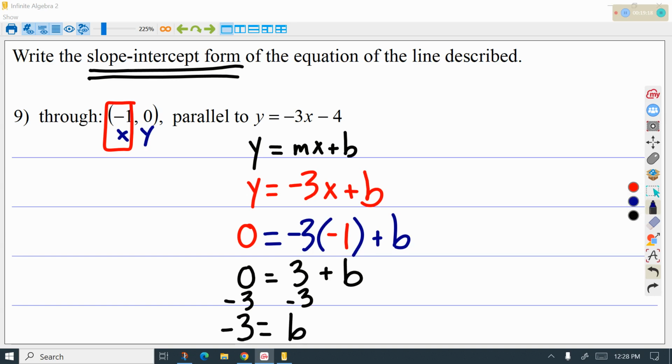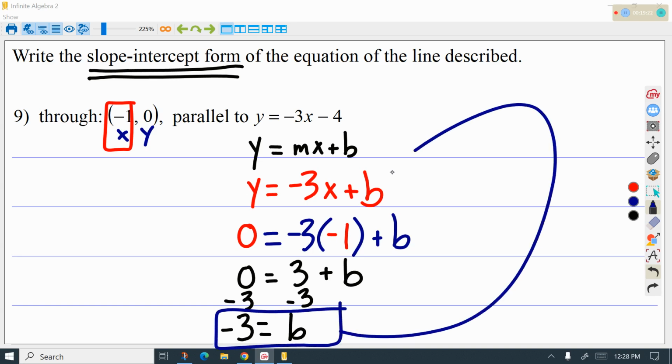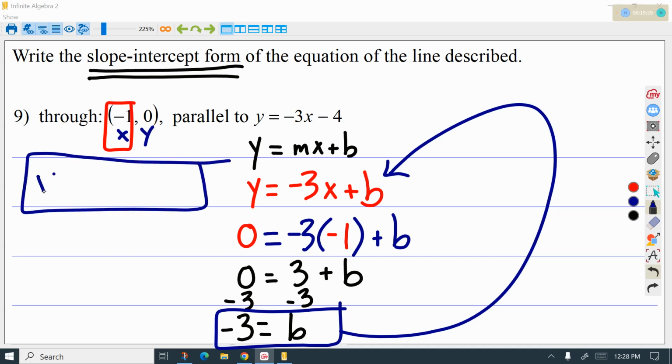So what do I do with that, right? After I get this number, what was the whole point of that? Where's it go? Okay, we take that number and we plug it in right there. I hope you guys can see. Instead of writing y equals -3x plus b, now I'm going to write y equals -3x minus 3. Let's add that number.